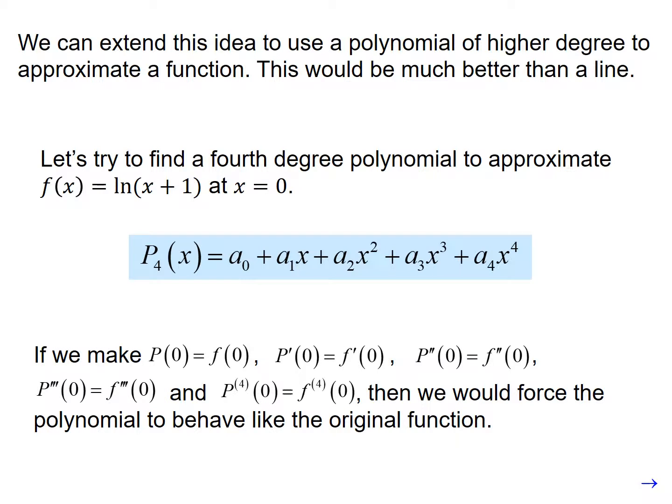And the way we force this polynomial to act like the function is to make all of their derivatives equal. So make both the polynomial and the function equal when x equals 0, make their first derivatives equal, which is what we do when we find a tangent line approximation, but we can also make their second derivatives equal, their third derivatives and their fourth derivatives. And if all of the derivatives of both functions are the same, they're going to have similar behaviors.